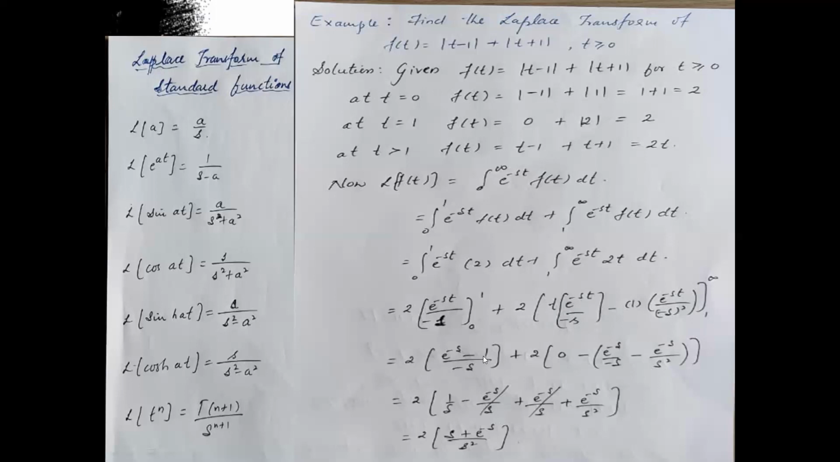Then minus of minus becomes plus 1 by s, written as the first term, plus 1 by s. Then here minus into minus is again plus, we have e raised to minus s divided by s. Then minus into minus is again plus e raised to minus s divided by s square. Now these two terms are the same except for the sign, so they get cancelled, and what remains is 2 into 1 by s plus e raised to minus s by s square. So we get 2 times s plus e raised to minus s divided by s square. That is how we find the Laplace transform of this modulus function.